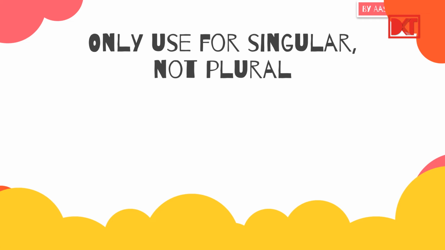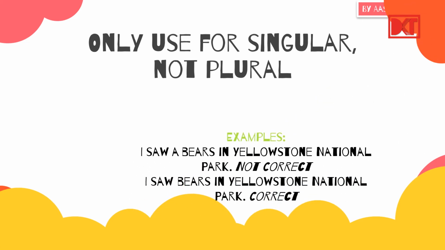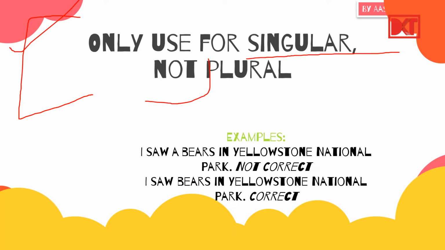Okay. So हम जब indefinite articles के लिए पढ़ रहे हैं तो ये हमारी last important condition है कि we only use them for singular and not plural. ठीक है? देखो, यहाँ पे एक example लिया है हमने. I saw a bears in Yellowstone National Park. A bears, S, this is plural.